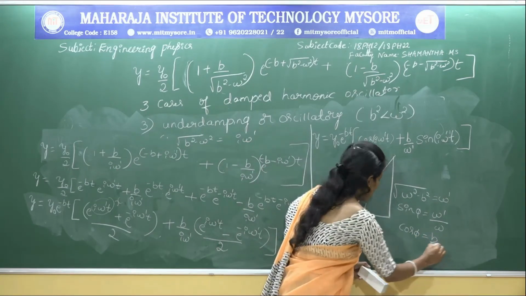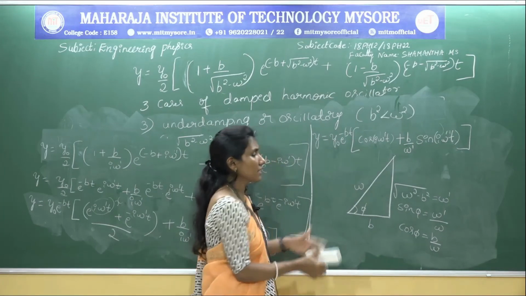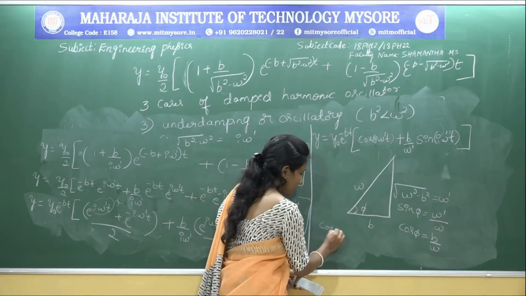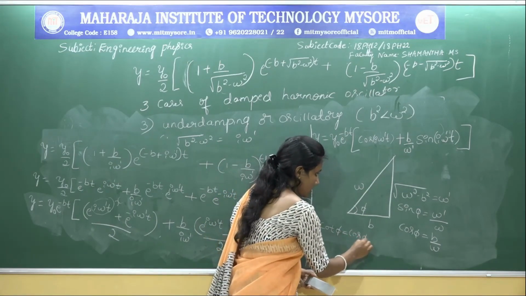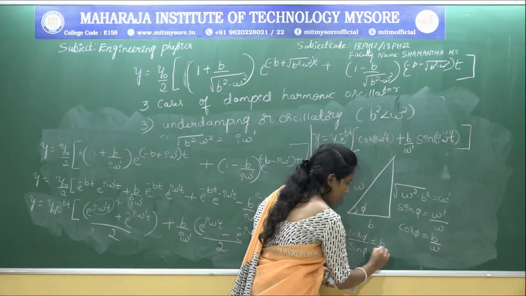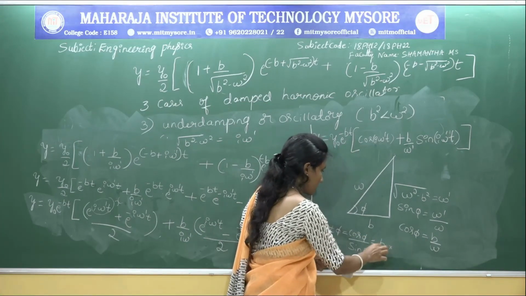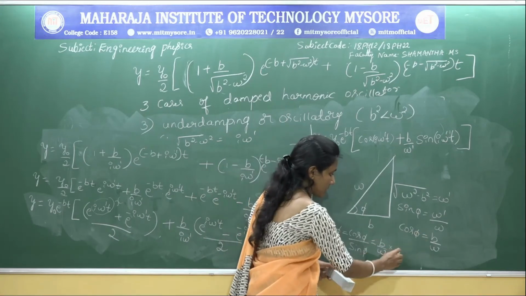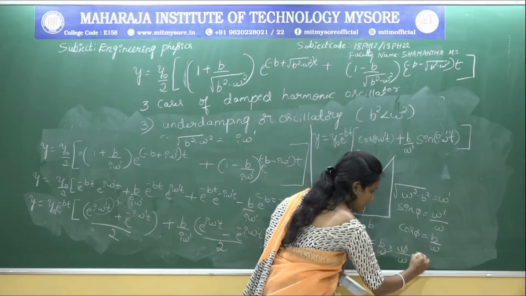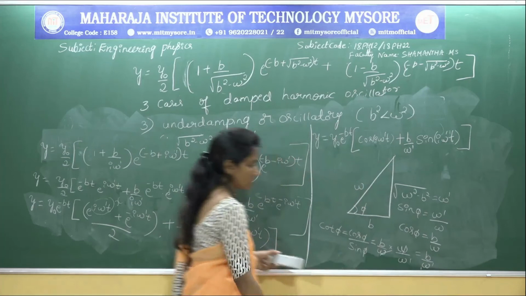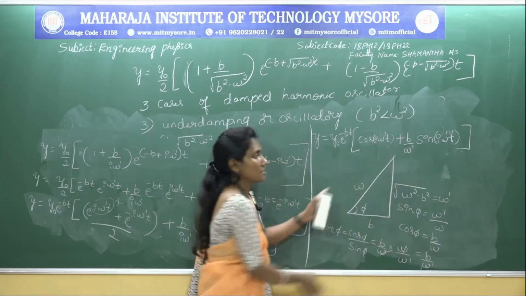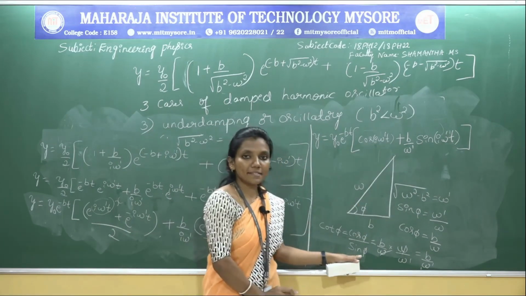by hypotenuse, that is b by omega. But we want b by omega prime. So, just write it for cot phi. Cos phi by sin phi: cos phi is b by omega, and sin phi is omega prime by omega. So, here omega will get cancelled, and we will get b by omega prime. So, that b by omega prime we can substitute as cos phi by sin phi.